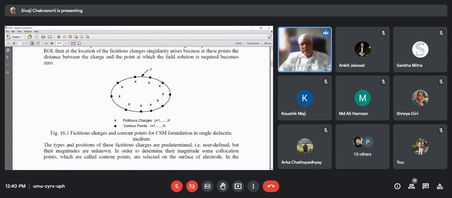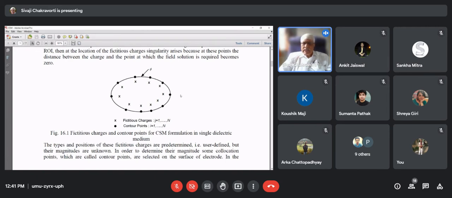Now, if I put these fictitious charges outside the electrode, then these charges are within our region of interest, because outside the electrode is my region of interest, not inside the electrode. If these charges are outside the electrode, then that particular point where the charge is located is also within my region of interest, and we want to know the field at that point also. But the big problem becomes that if I take that point where the charge is located, the distance between charge and the point becomes zero.